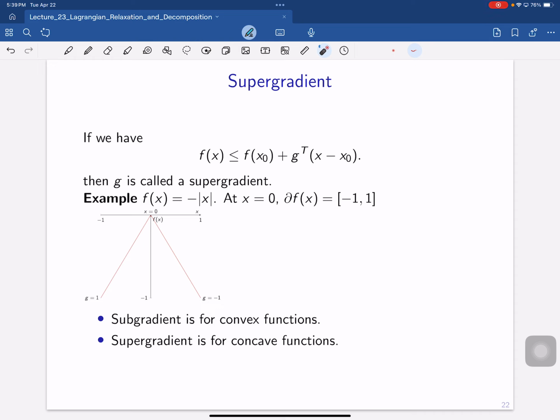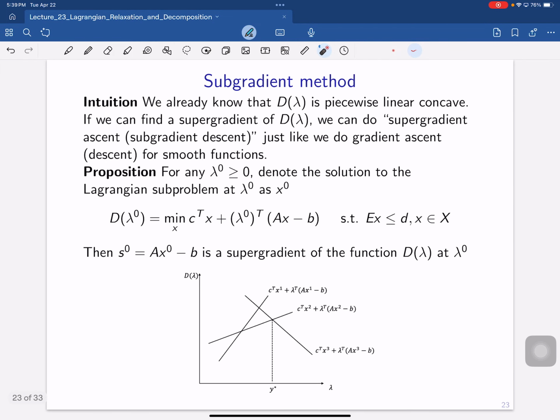Any questions on the definition here? All right. Now, with that, we can do things called subgradient method. It's very similar to so-called gradient descent.